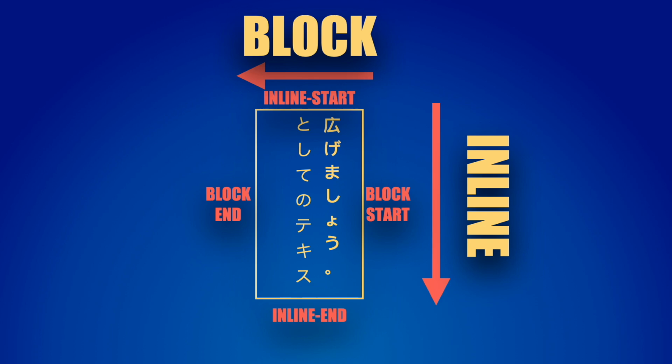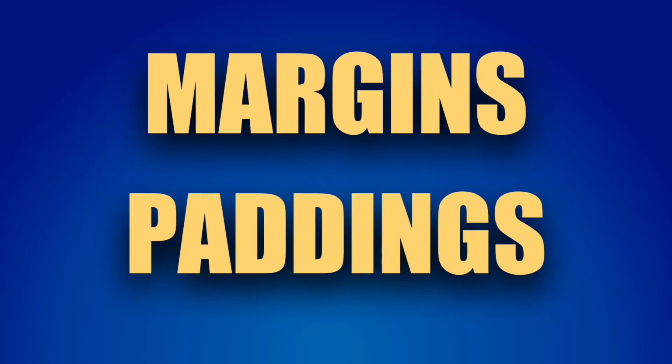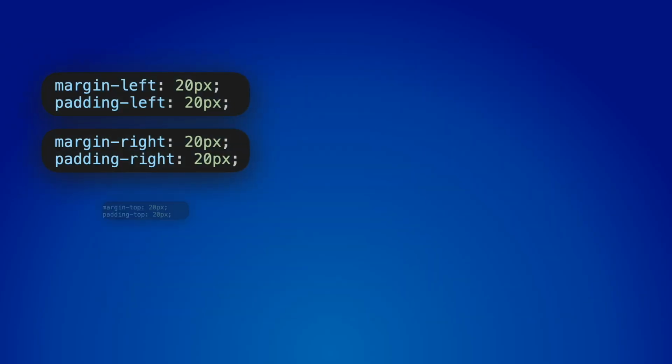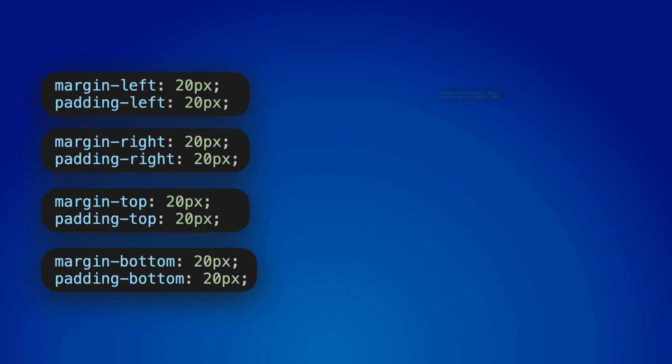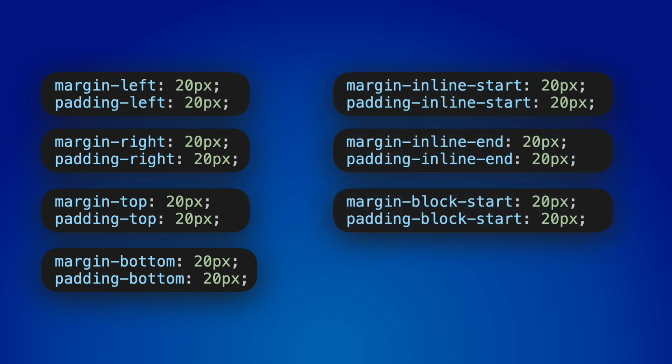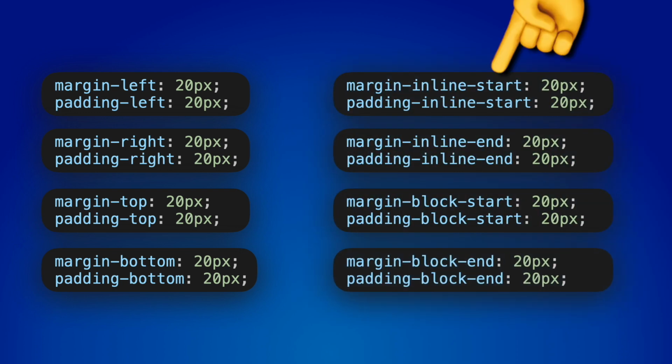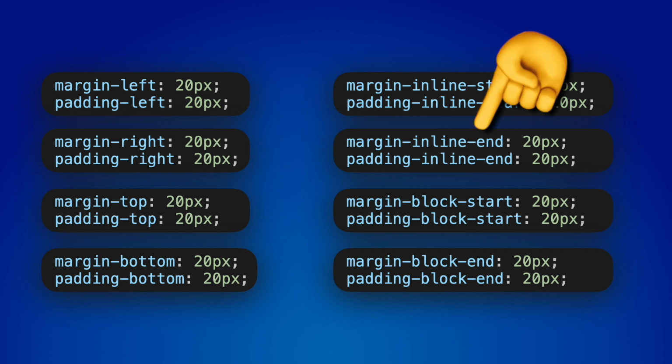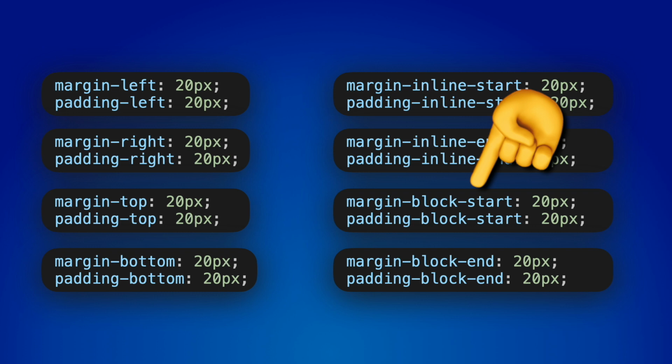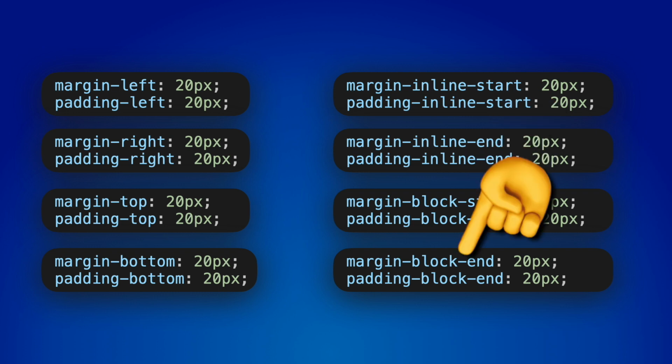Let's look at the changes we'll need to make to our code. And we're going to start off with margins and paddings. Rather than being declared with left, right, top, or bottom, they can be declared with inline-start, inline-end, block start, and block end. Inline-start will target the start of the inline, and inline-end will target the end of it. Block start will target the start of the block, and block end will target the end of it. The values these properties can have stay the same, so you can pass in pixel values, percentages, etc.